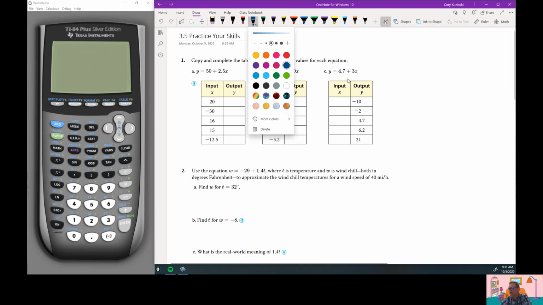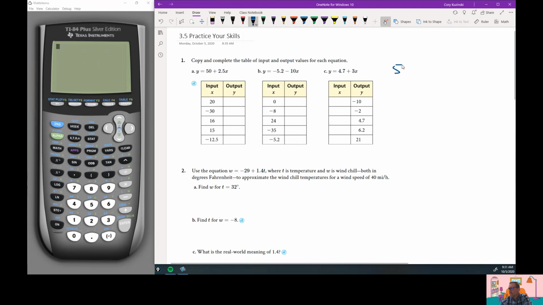So we could do 50 plus 2.5 times 20, which would be 50. Let's see, 2 times 20 is 40. Half of that would be another 10, so 50. So that would be 100. You know, we can do that over and over again, but I think I'm going to use my technology a little bit more.